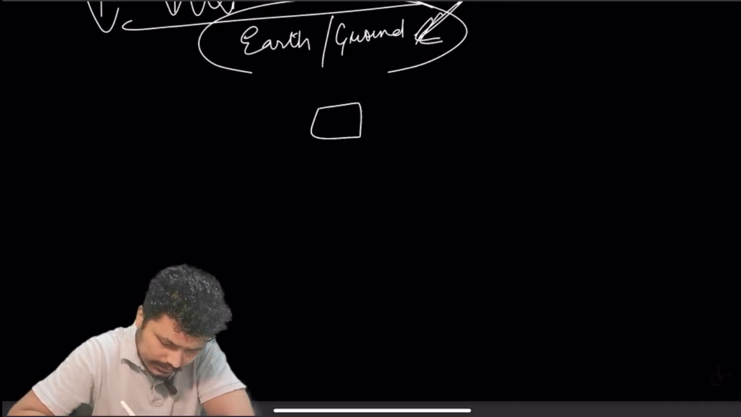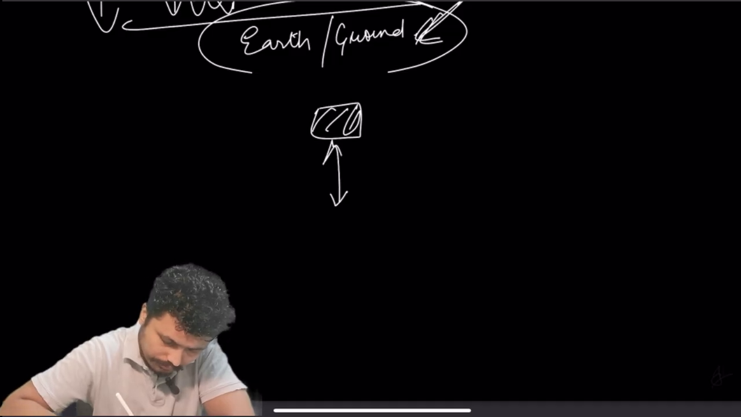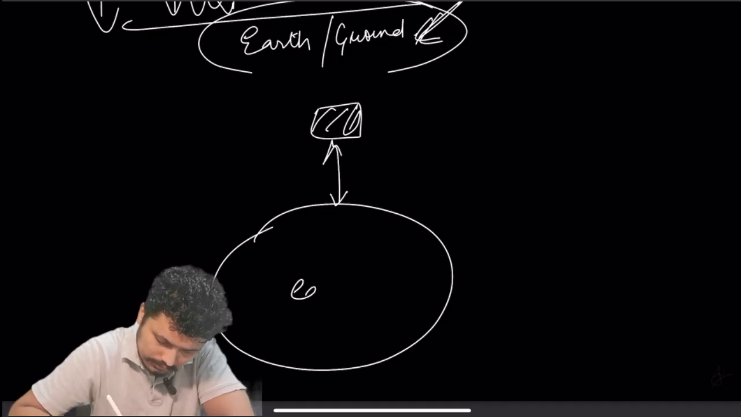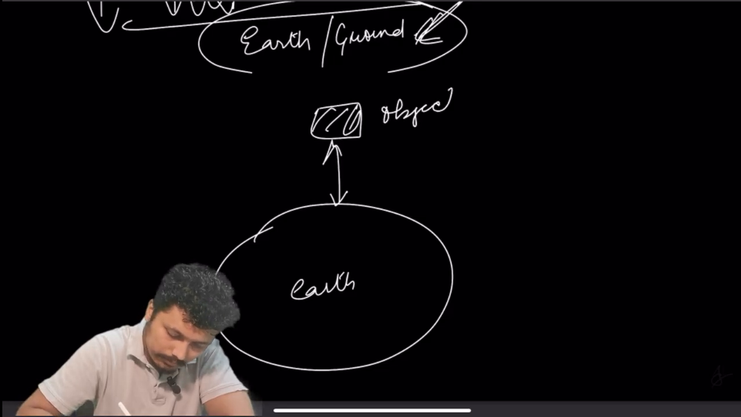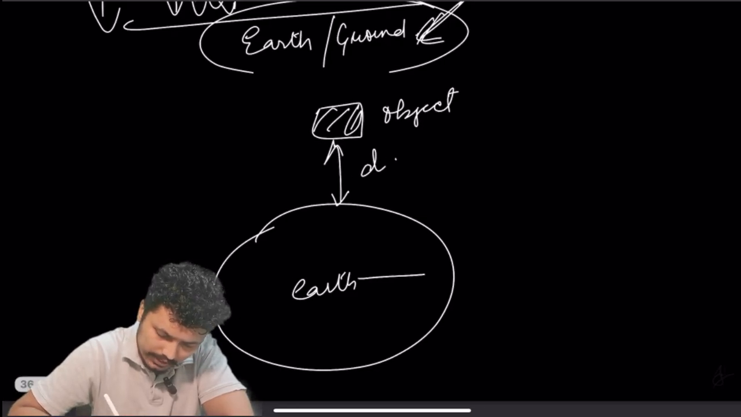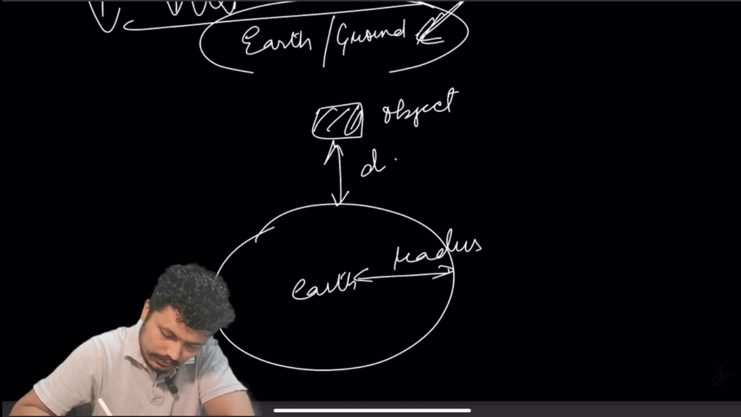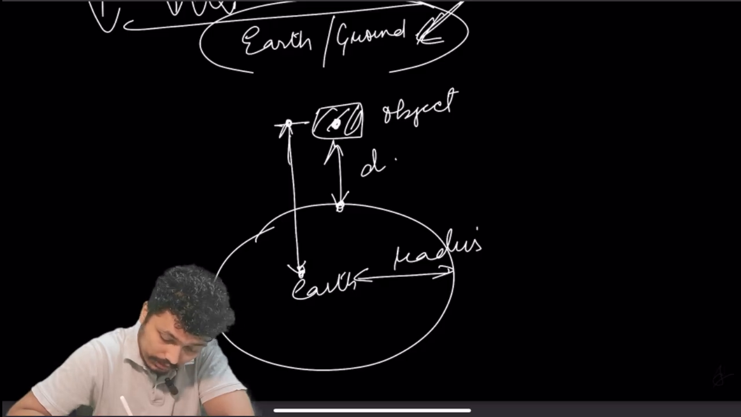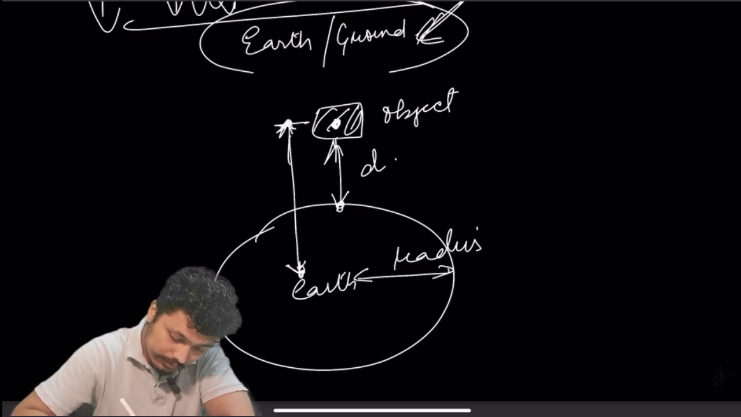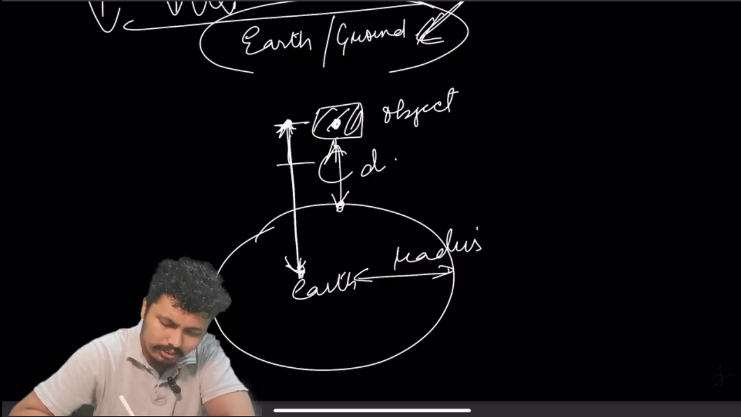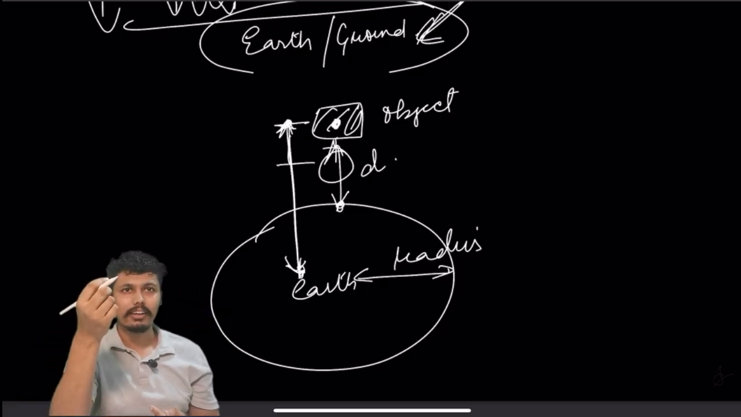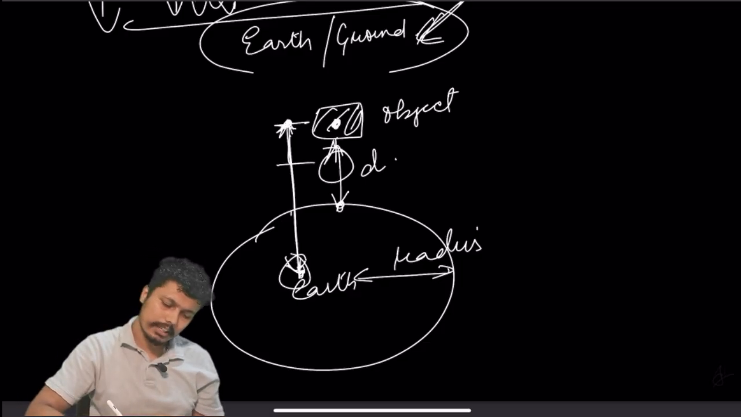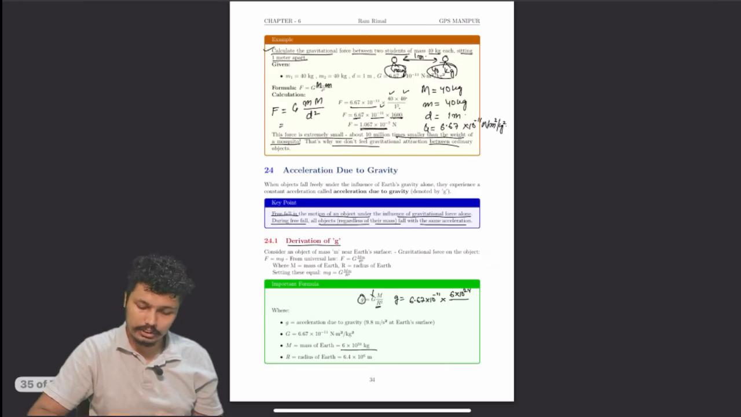Let's say this object is falling to the earth, and this is the earth. This is the object, this distance is d, and the earth has some radius. The distance between these two is not measured from the surface of the earth. You take the center of the earth and the center of the object; the distance is taken between the centers. But sir, this d is very small, like a building height, while the earth's radius is very large. That's why I'm taking only the radius in the equation.